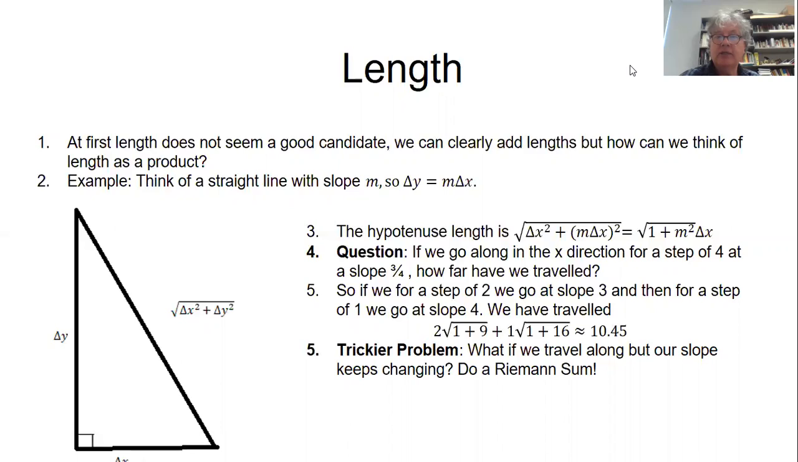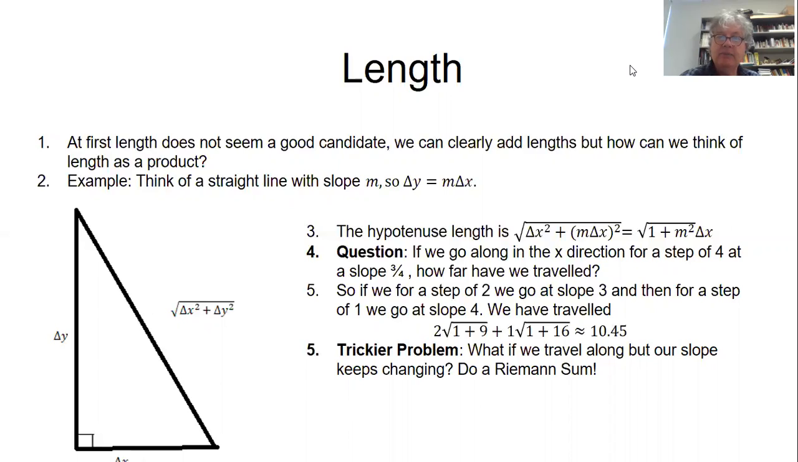And so we get delta x squared plus m delta x all squared. So we can pull out a delta x squared. And if we pull it out of the square root, it becomes just delta x by itself. So it's the square root of 1 plus m squared times delta x. So this is the product that we need. And again, it kind of follows that we can sum up things.